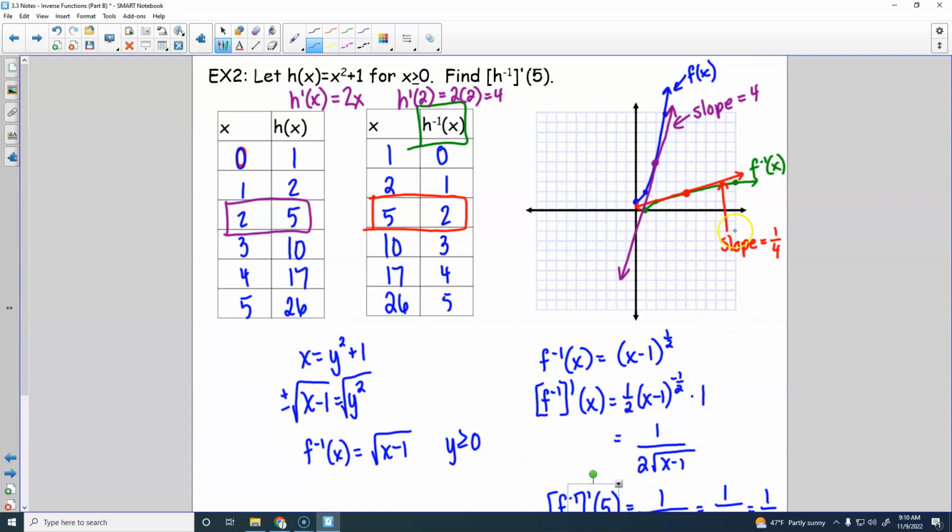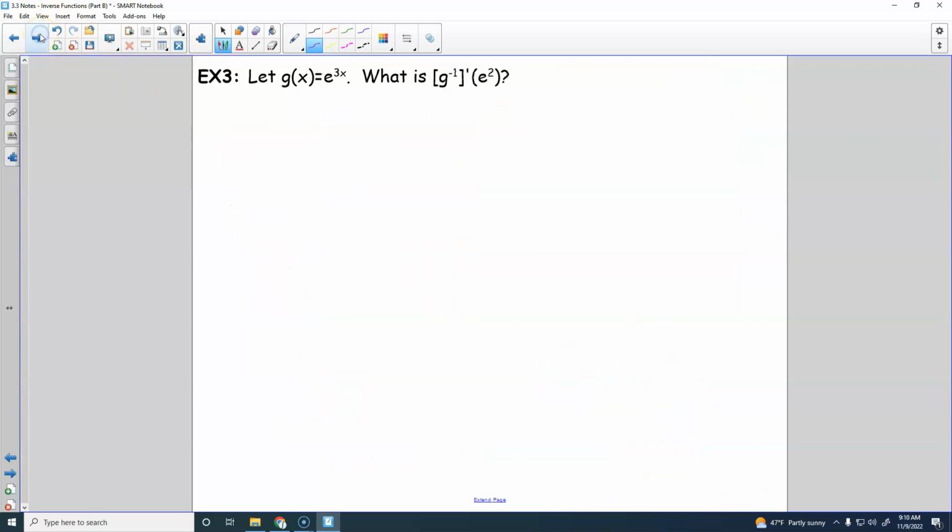Now, if we know this always happens, was it easier to do this bottom stuff, or was it easier to find the derivative of h, plug in 2, and then just do 1 over that value? It's pretty easy to take this derivative, right? Whereas the other one's a little bit more difficult. So sometimes we might be able to find the inverse, but it's just easier to use this formula here, which we're going to solidify here in a second.